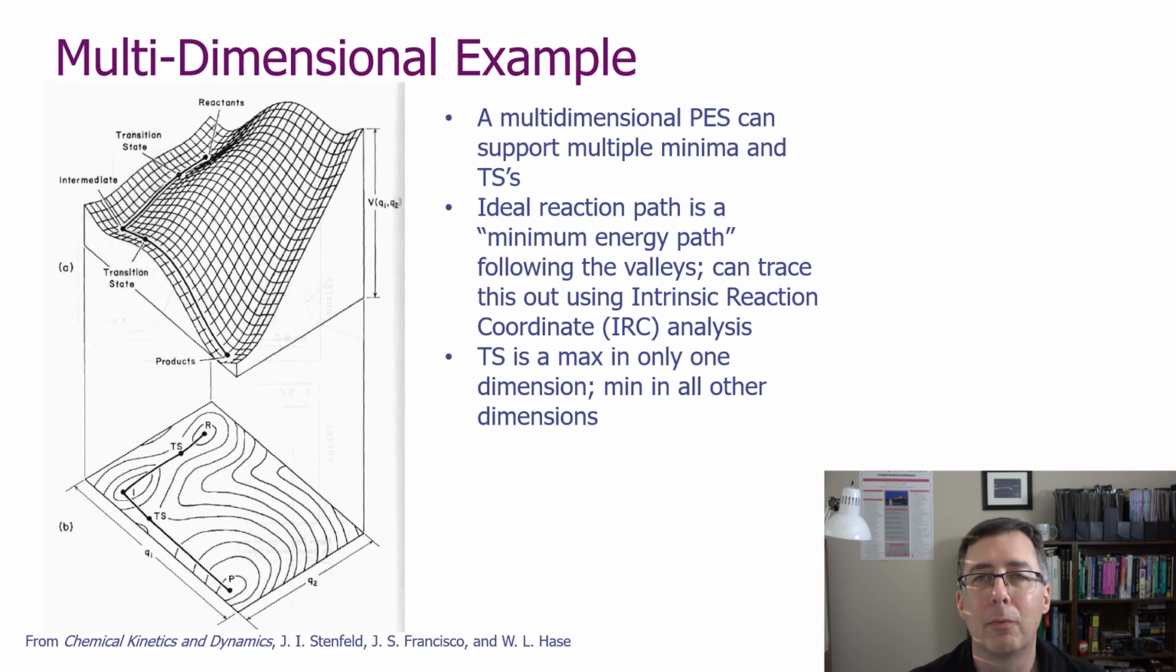Now here's maybe a more realistic diagram that gives you a sense of what a potential energy surface looks like. Here I'm plotting the energy as a function of two coordinates, called generalized coordinates Q1 and Q2, okay? At the bottom is a nice contour diagram, if you like contour diagrams. And on the top is a depiction of what it would look like in 3D. Of course, it's a 2D drawing, obviously.